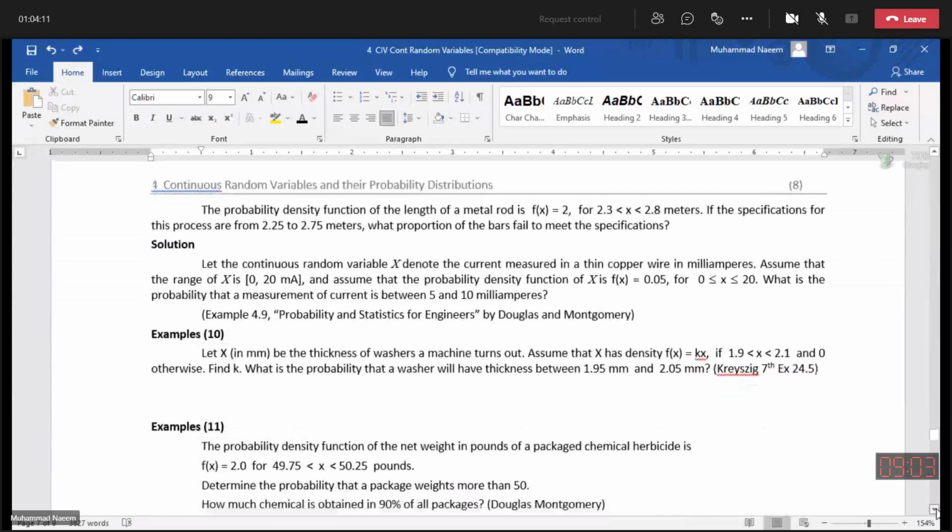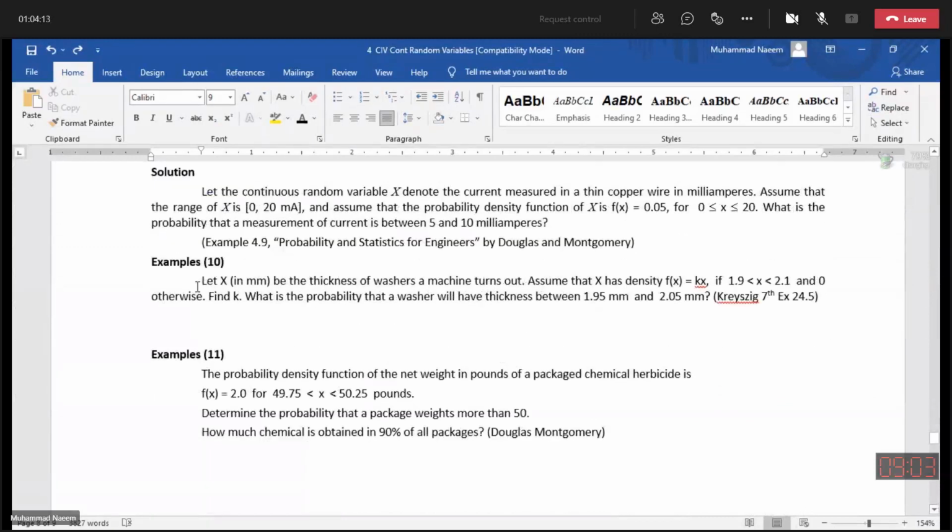But particularly this problem, for example, let x be the thickness of a washer and assume a density function f of x is equal to kx for this range. This is our probability density function. That's why this is a probability function for this range. Okay, first of all, find k. Integrate this function.